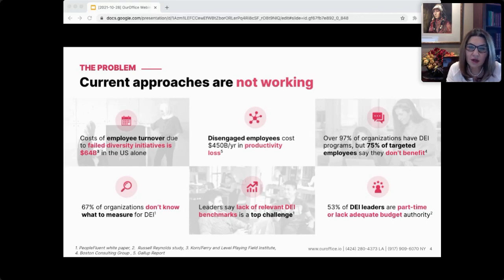And also, when there are DEI leaders, either they're part-time or they don't have budget. And of course, a lot of organizations don't have a DEI leader. So it's hard to improve things when no one is leading it. So what's the solution?